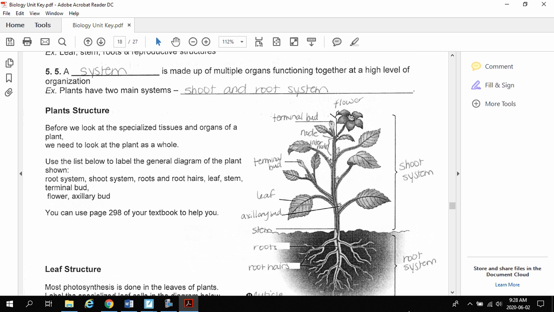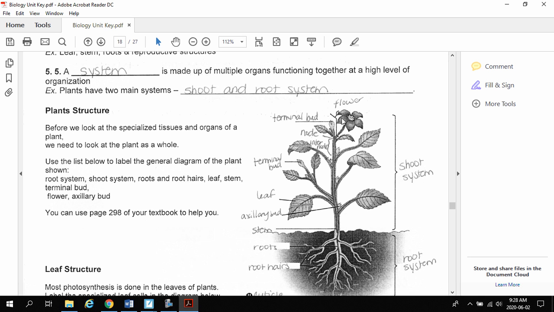So you see the shoot system is made up of lots of different things. It's made up of flowers and leaves and the stem. And the root system is a little bit less complex. So plant structure, before we look at the specialized tissues and organs of a plant, we need to look at the plant as a whole. It says use the list below to label the diagram. Use your textbook. You don't have a textbook, so you can just label it from here.